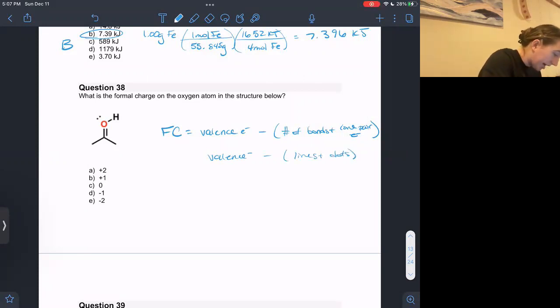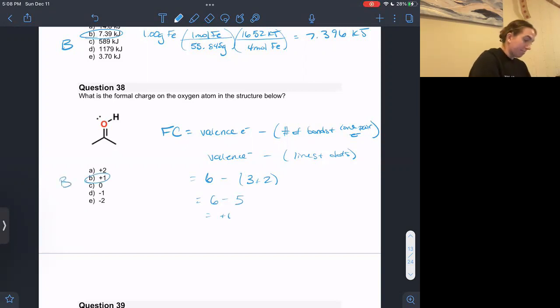So the oxygen here is oxygen, clearly. So it should be expected to have 6 valence electrons since it's in that row of the periodic table. And then it has 3 lines because it has 3 bonds, excuse me. And then it has 2 dots from the lone pair. So this will be 6 minus 5. So this is a +1. So our oxygen atom here is +1. Perfect.